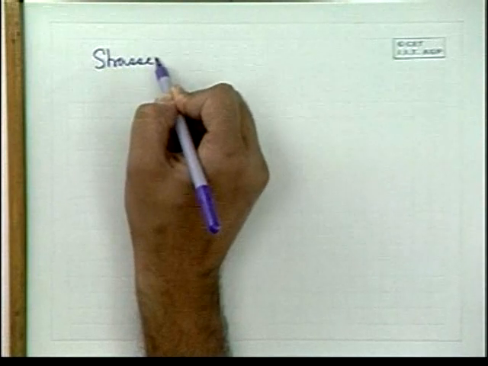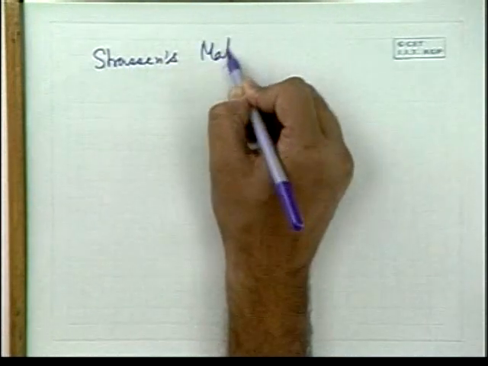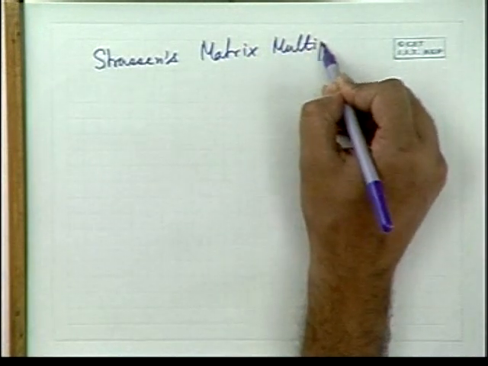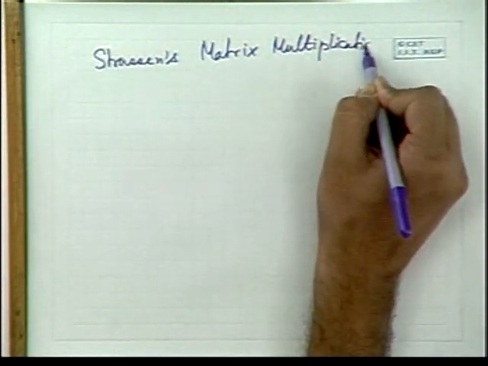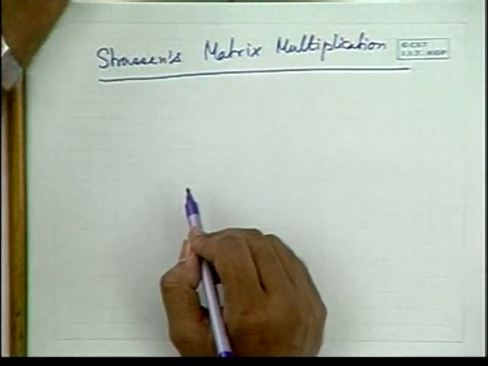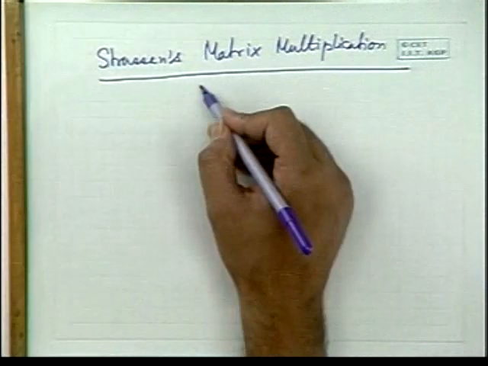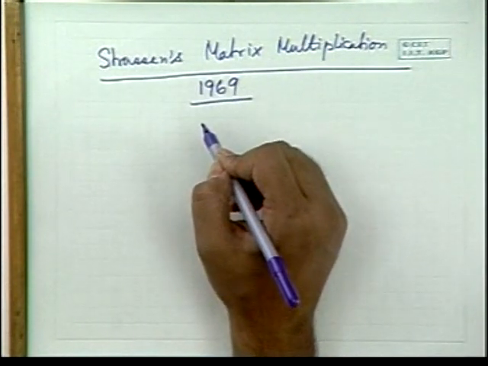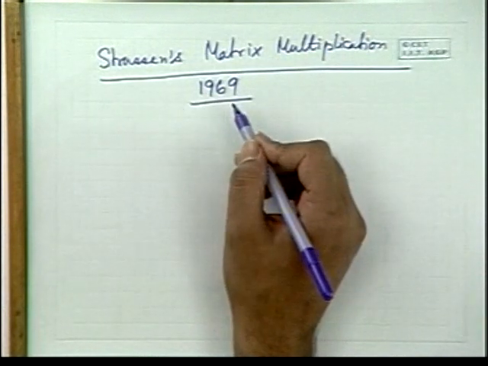So this is the matrix multiplication, and this is called Strassen's matrix multiplication. The algorithm which I just told you, I didn't write the pseudo code, but I hope you can write it. So this is called Strassen's matrix multiplication algorithm, and it was found in 1969. Since then, it has actually improved.